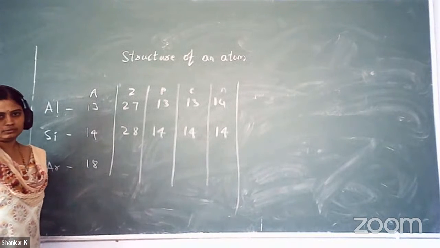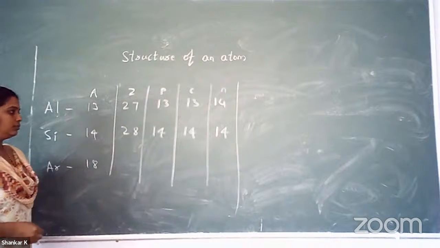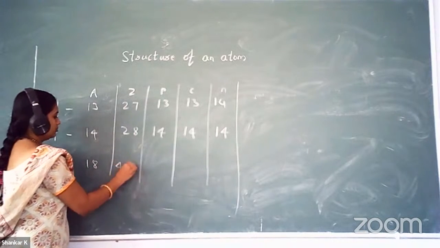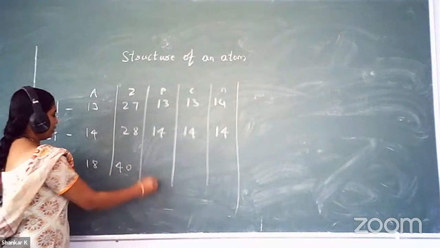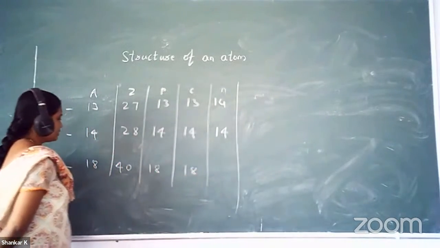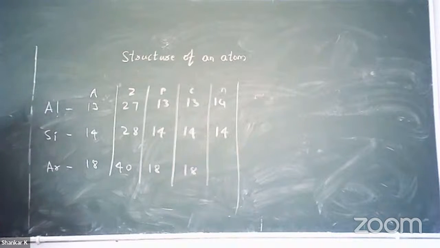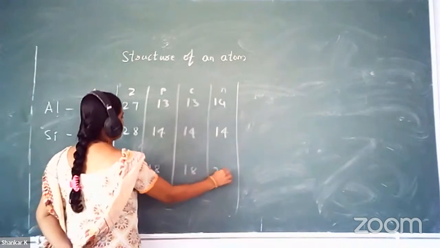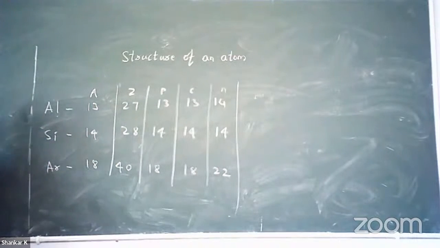Argon? 40. Then it means the proton is 18. And what is the neutron, student? 22. So this is the answer.